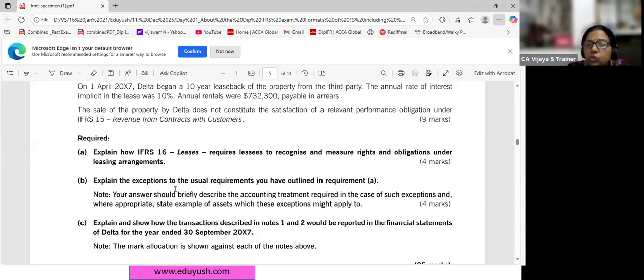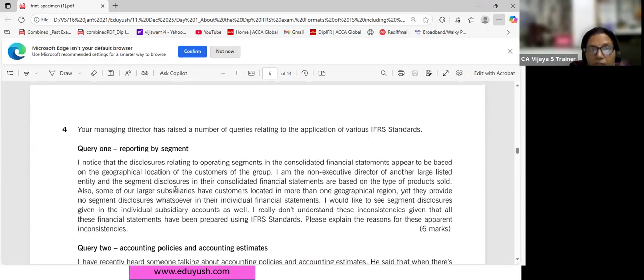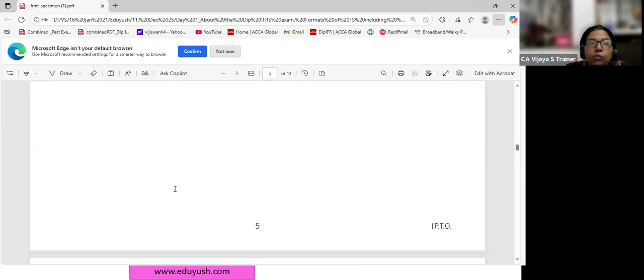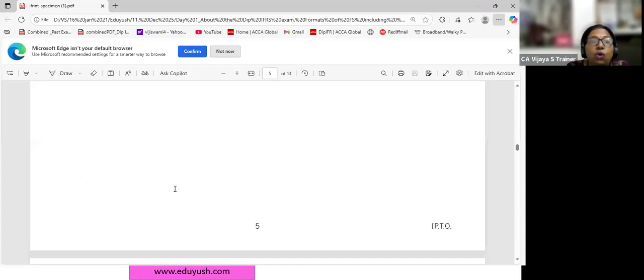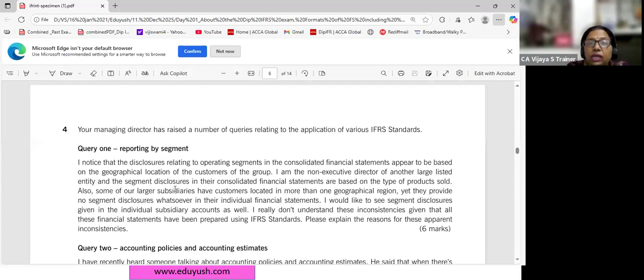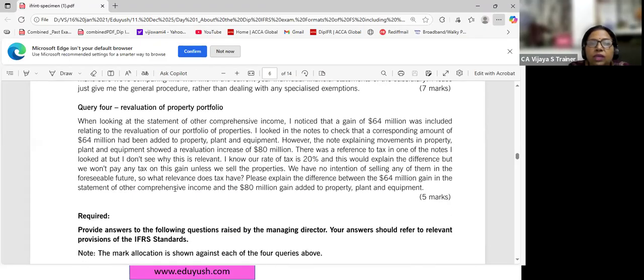Okay. But when it comes to your question 3, there's often a discussion in this paragraph on query 1. Inside that paragraph, he says what he wants you to answer. He does not put an item required and explain. Are you getting my point? It is all inside this only. I don't understand the inconsistencies given in financial statements. Please explain the reason for this inconsistency. So that is mentioned within that scenario. At the end of the question, they just say, please give answers to the queries raised by the MD.